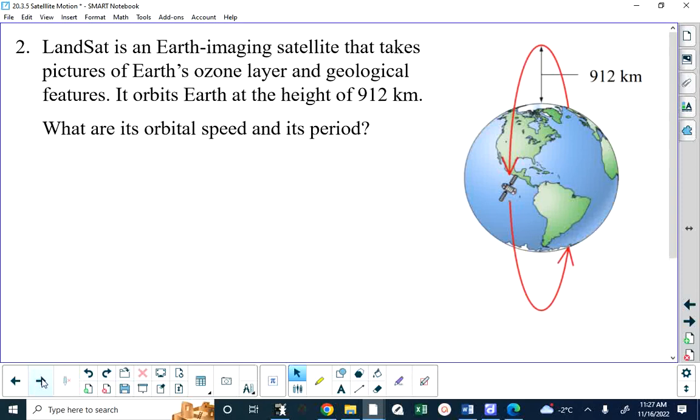What do we got here? The height is only 912 kilometers above the surface of the Earth. How many of you have seen satellites at night? It's pretty cool because you'd just be stargazing, looking at the stars, and all of a sudden you go, hey, that star's moving. And it's not a plane. It's very obvious that it's quite far away.